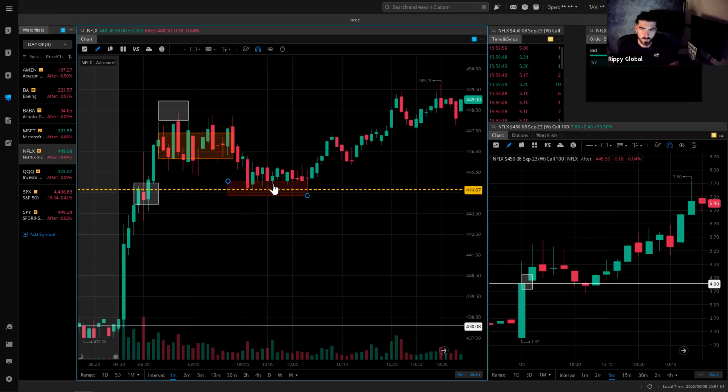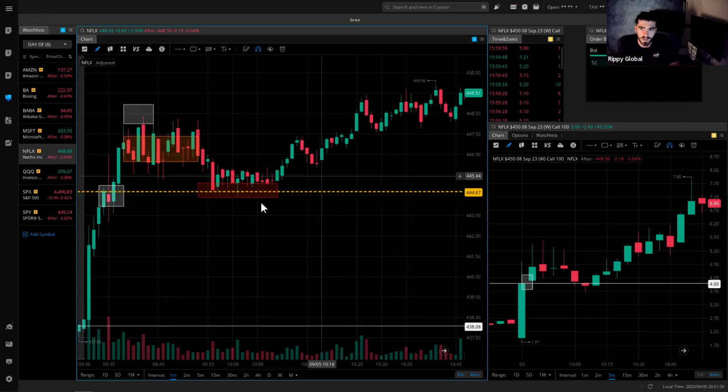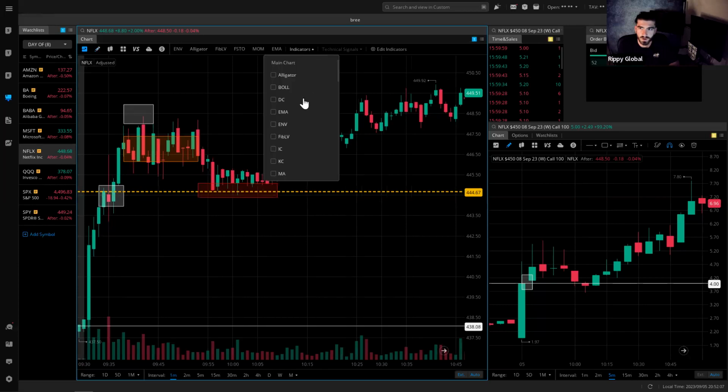If I enter at this red highlight and this level holds and keeps pushing, this is when I only sell based off the chart, or I start using my EMA for a scalp or a day trade. When I use the EMAs, and I'll pull this up right now.